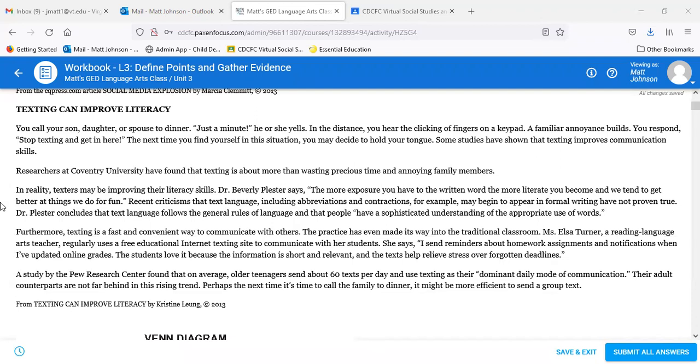Some studies have shown that texting improves communication skills, right? There's her thesis. Some studies show texting improves communication.